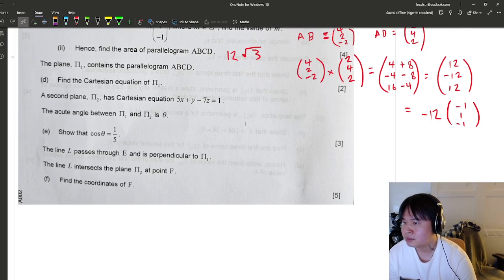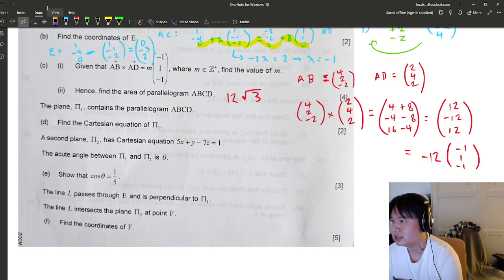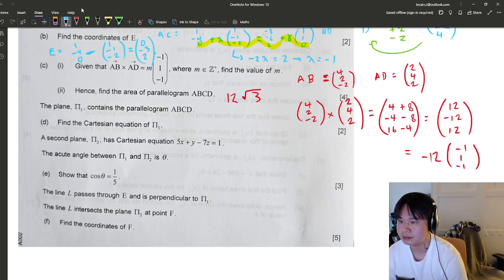Cool. Okay, now we have a plane. It's going to contain parallelogram ABCD. Find the Cartesian equation. Cool. So, luckily, we have a normal vector here. So, for those, I guess I'll use blue again. Right, this is AB. Let's say that this is AD. Right, this lies in a 3D plane, and then their vector product is the normal vector.